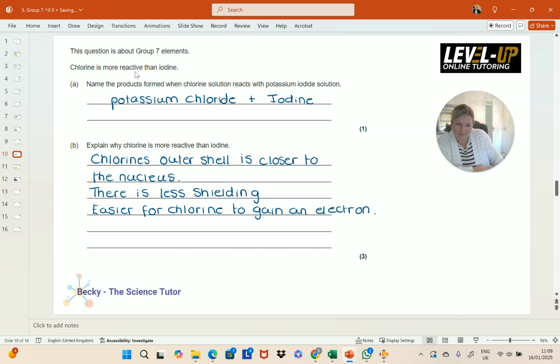Okay, so as I say, just getting your head around which way it's asking you. Yeah, if it was why is iodine less reactive, we'd be saying the things on the reverse, that the outer shell is further from the nucleus, there's more shielding, and therefore it's harder to gain the electron.